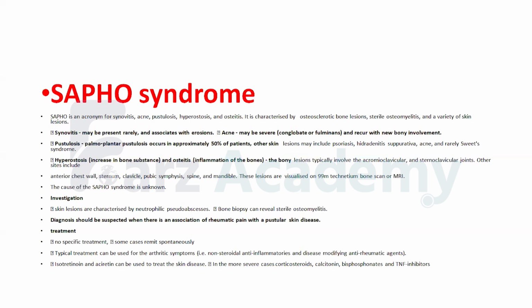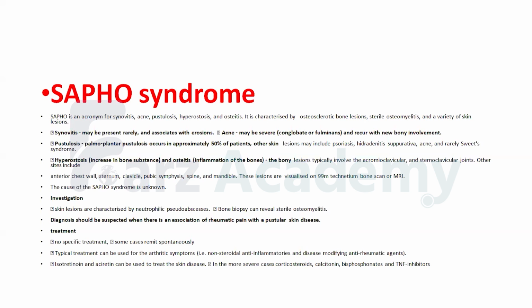Pustulosis, palmoplantar pustulosis, occurs in approximately 50% of the patients. Other skin lesions may include psoriasis, hidradenitis suppurativa, acne, and rarely Sweet syndrome. Hyperostosis is increase in bone substance, and osteitis is inflammation of the bone. The bony lesions typically involve the acromioclavicular and sternoclavicular joints. Other sites include anterior chest wall, sternum, clavicle, pubic symphysis, spine, and mandible.